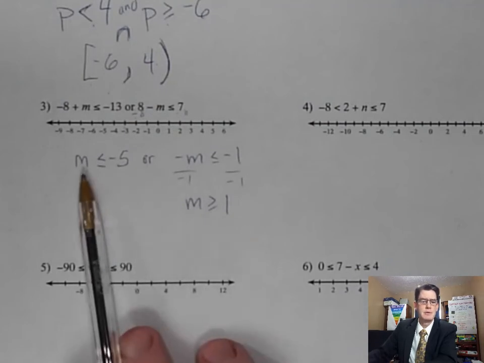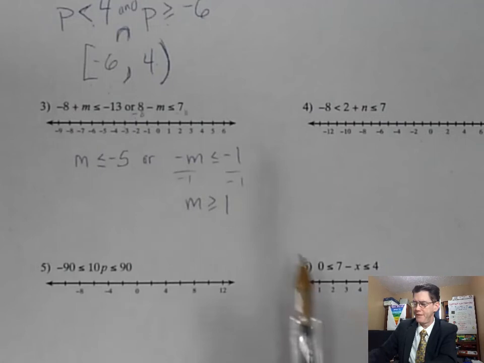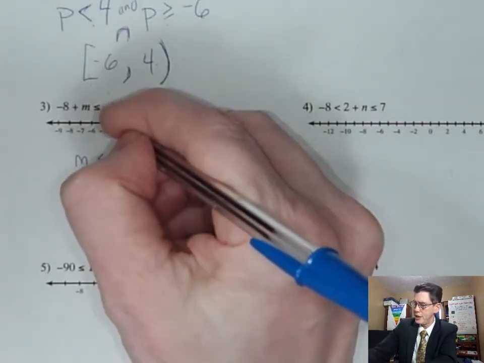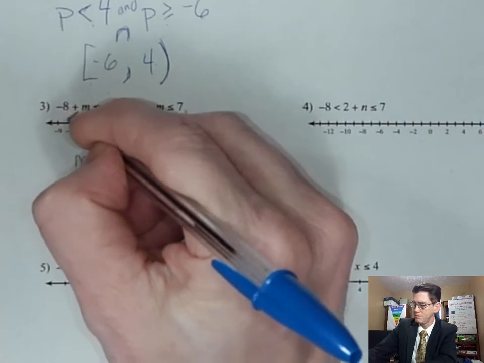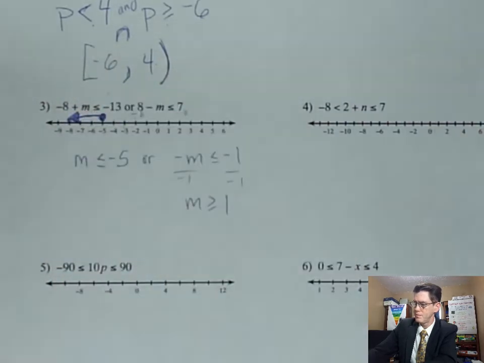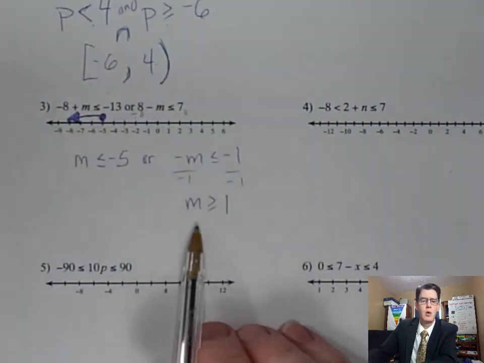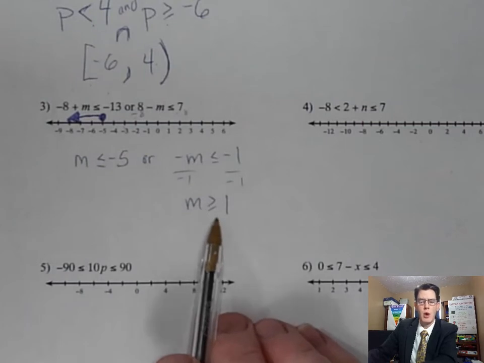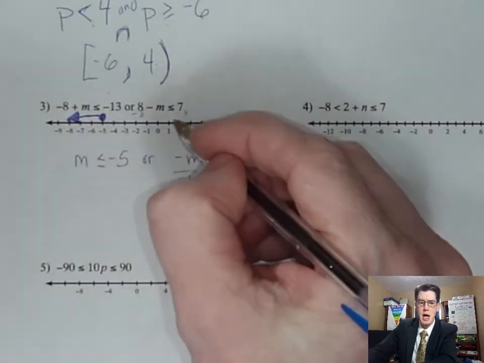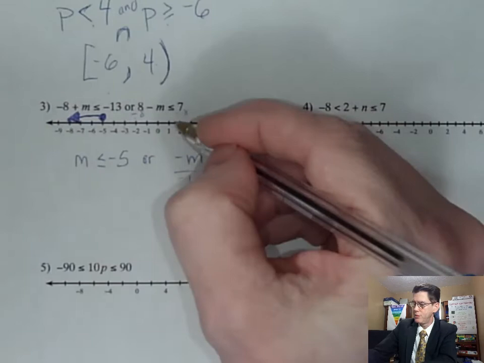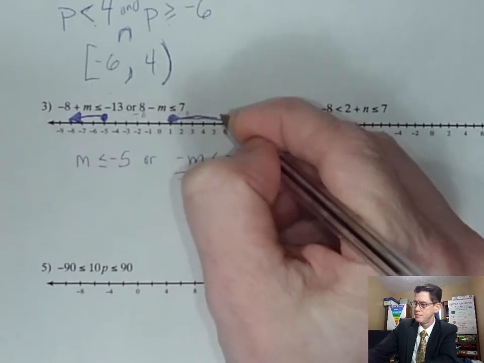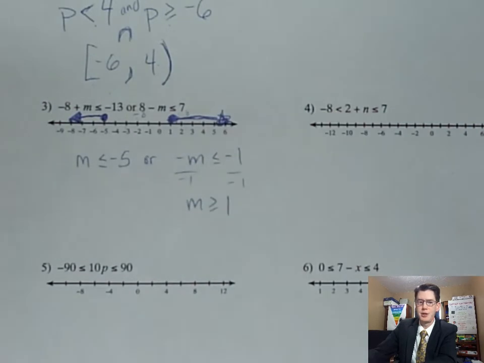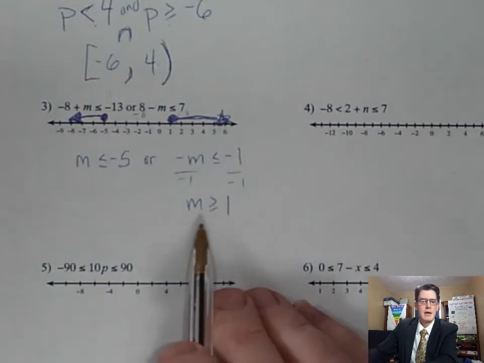Now to graph it, I want all the numbers less than or equal to -5, or all the numbers bigger than or equal to 1. Let's see, here's the 1. Equal to means I do a filled-in circle. Bigger than or equal to 1. Solved it and I've graphed it.